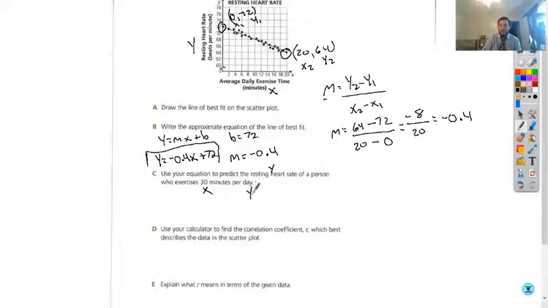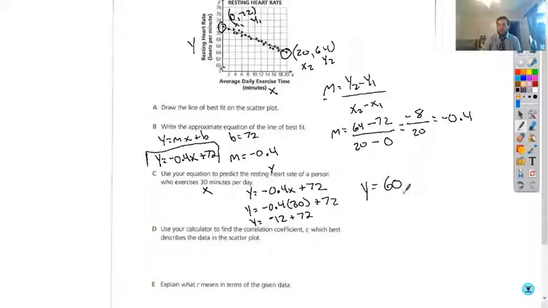So we take our equation, y equals negative 0.4x plus 72. And we're just going to substitute in 30 for x and then simplify it here. So y equals negative 0.4, then instead of x, we're going to substitute in 30 minutes, plus 72. And if you were to work this on your calculator, right, you'd see that negative 0.4 times 30 is negative 12, plus 72. And then negative 12 plus 72 is equal to 60. So the resting heart rate of a person who exercises about 30 minutes per day is 60 beats per minute.